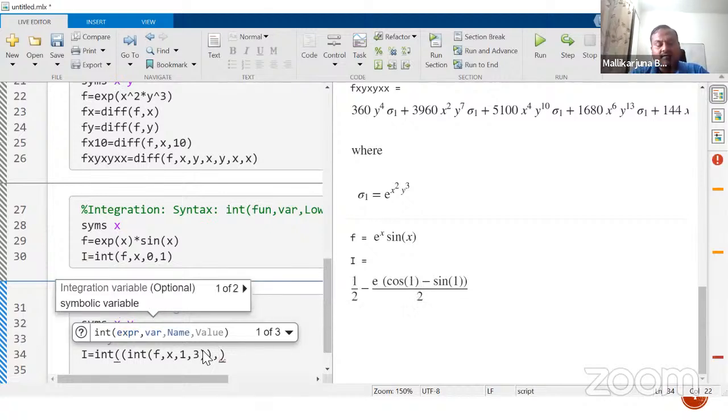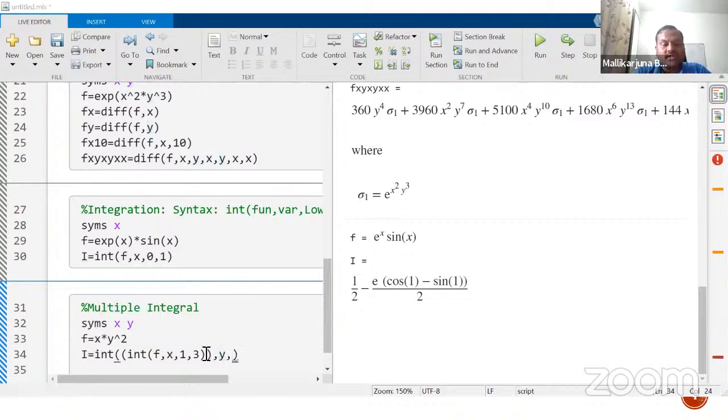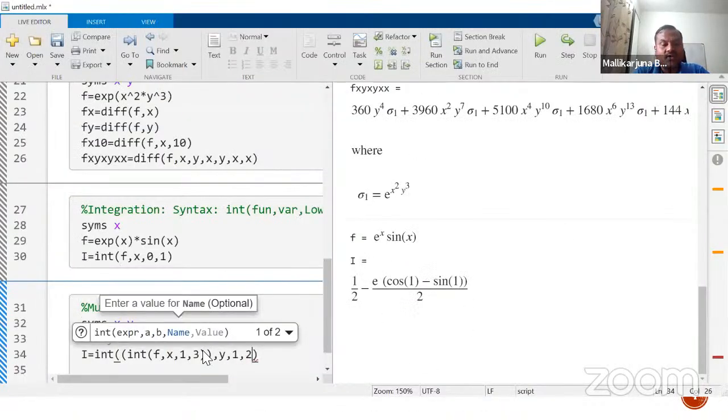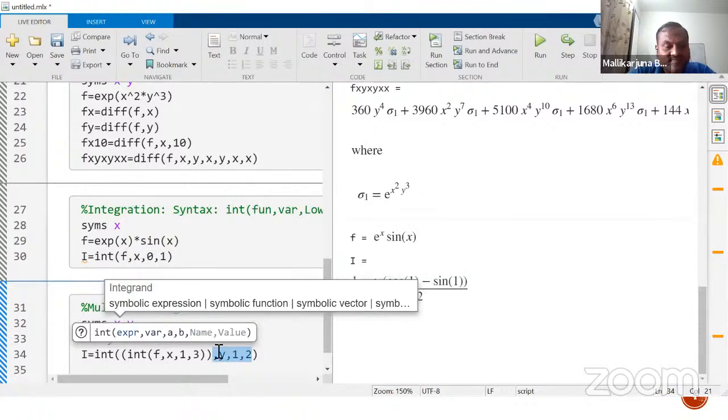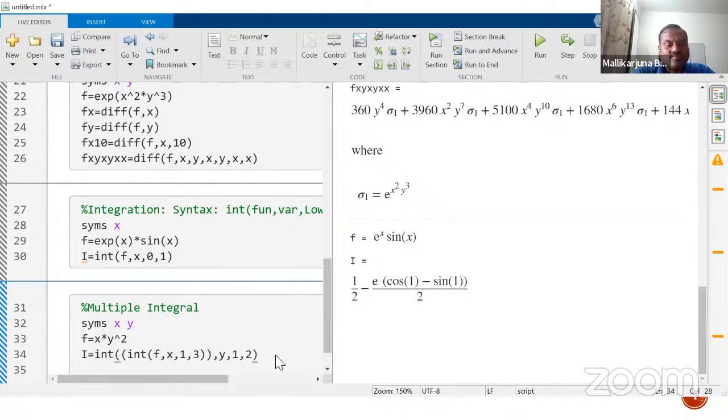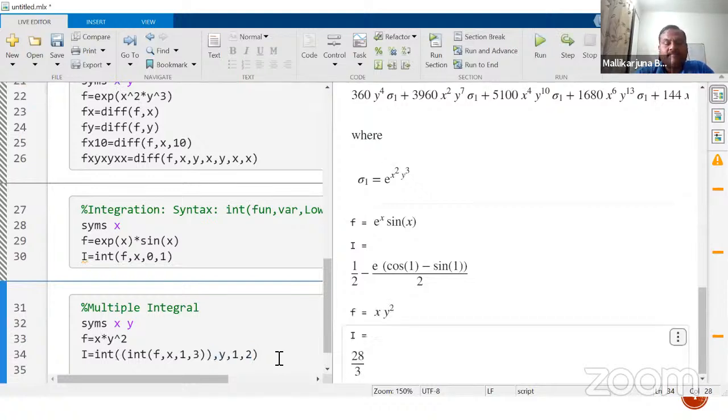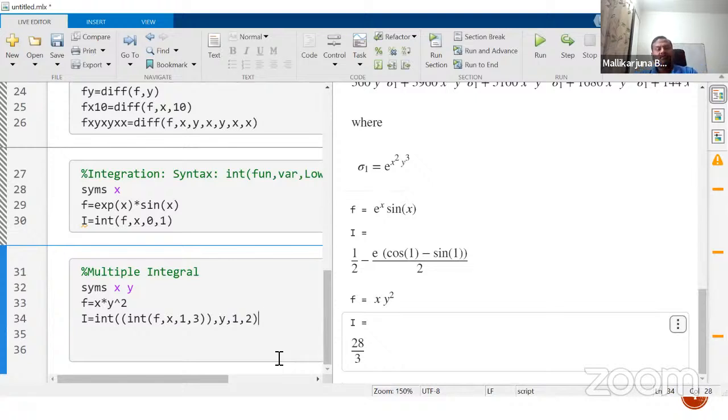Now out of that, outside integration variable and the corresponding limits 1 comma 2. Just see the logic here. These are outside integration variable and the corresponding limits. This is the solution.